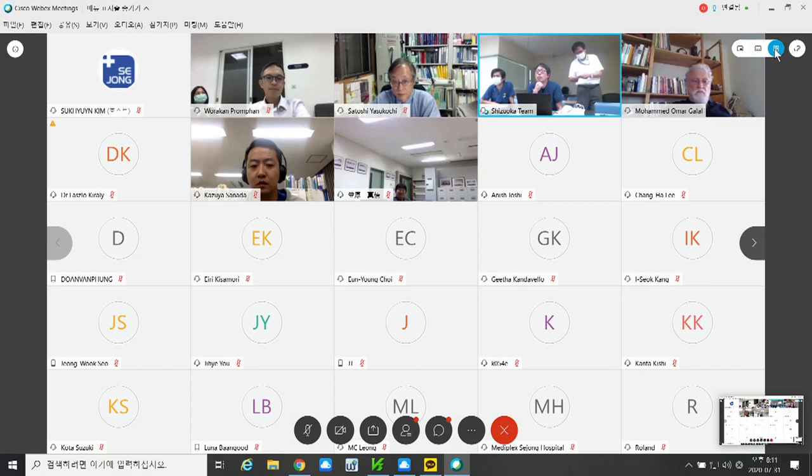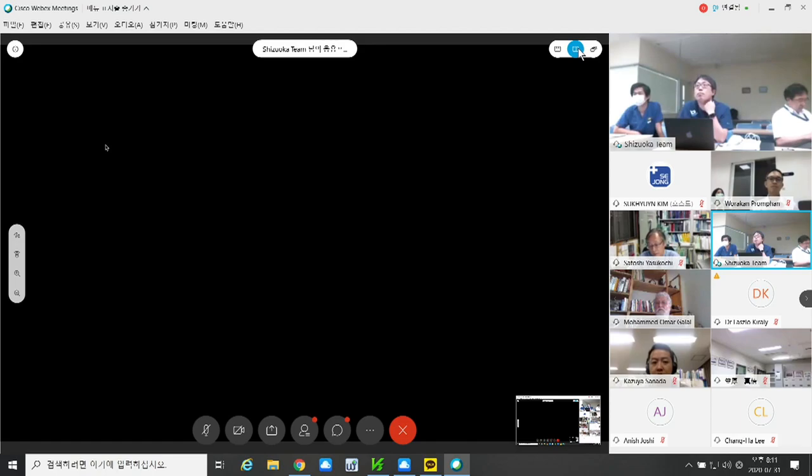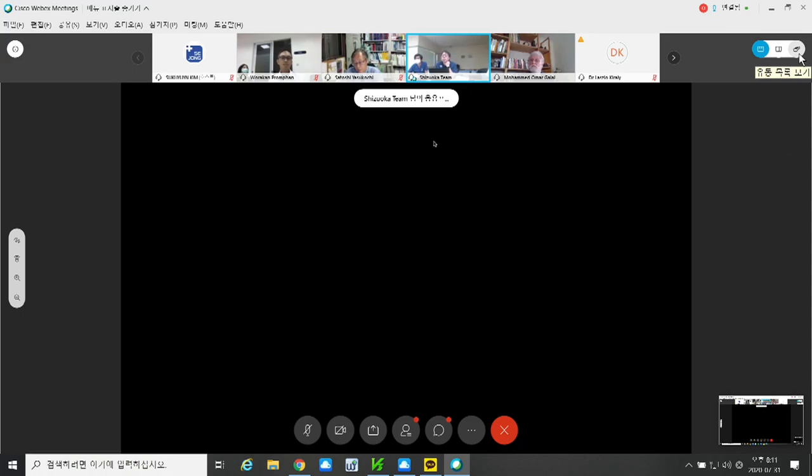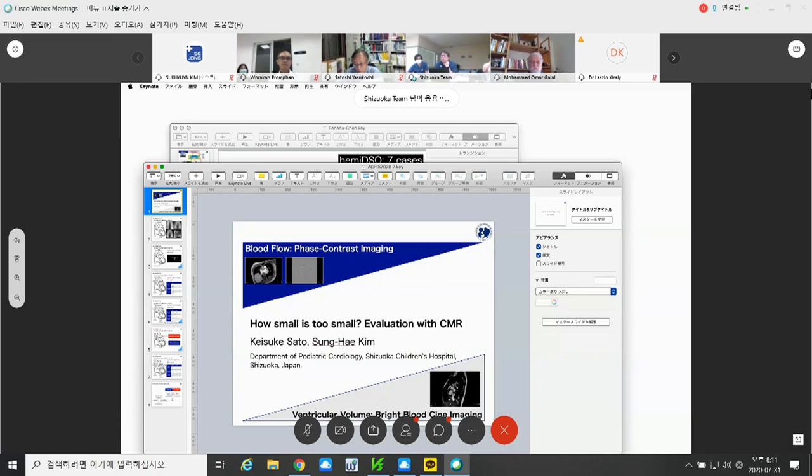Actually, at Sejong, in the early 1990s, in cases of unbalanced AVSD, we usually performed the Fontan track. But nowadays, we have started to change our strategy to perform biventricular repair. So I think MRI is the best tool to evaluate our strategy.